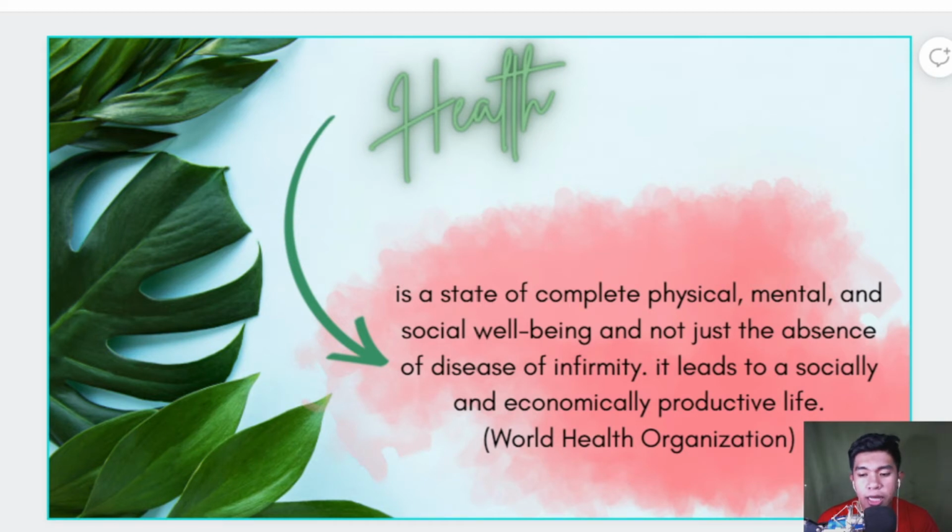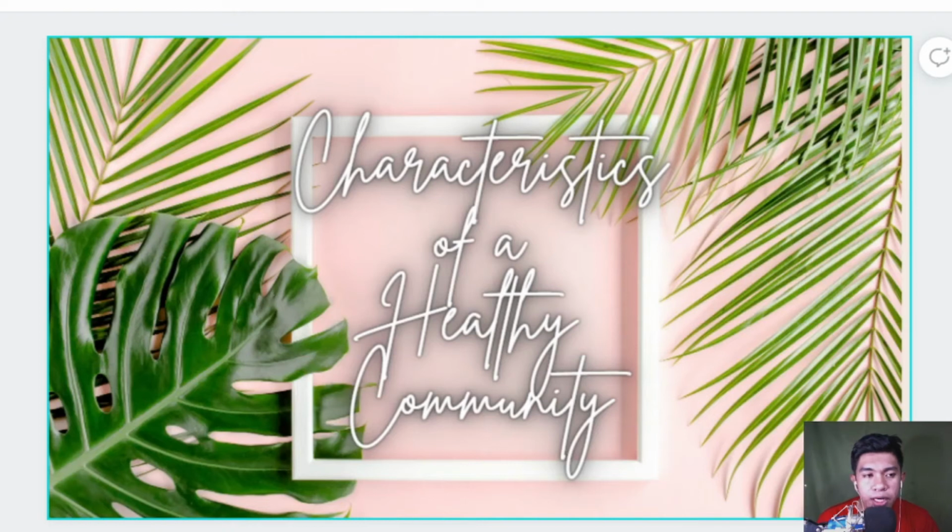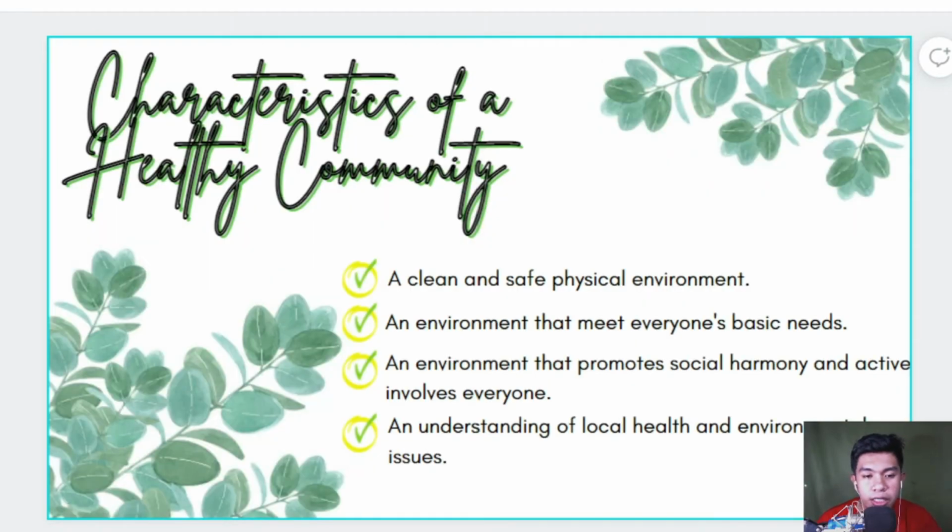The next one we have here is the characteristics of a healthy community. How can we say that the community we live in or belong to is a healthy one? So, we have the characteristics. Number one is a clean and safe physical environment. Of course, our community needs to be clean, where we live is clean. And there are projects and ordinances to keep the environment or the community clean.